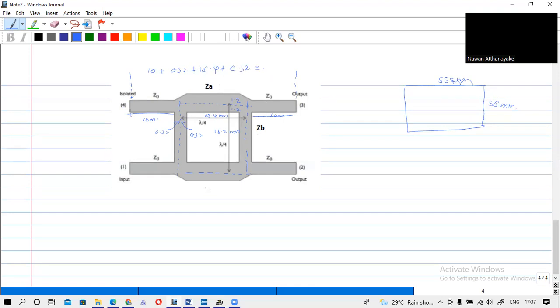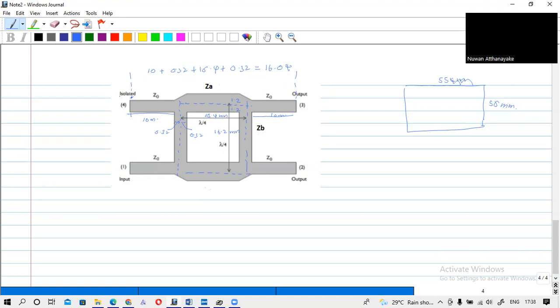Okay, so I have already calculated this. The value is 16.04. Please use the calculator and add. It is 16.04.